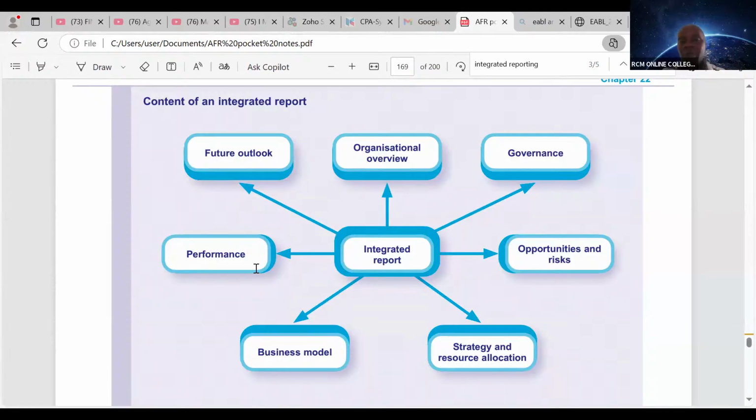So the integrated report should have a whole section where they talk about performance. Should have a whole section where you tell us that, hey, we are not thieves. We are not terrorists. This is how we raise our money. And for us to increase our revenues and cut on our costs, we have our strategy. You must be able to give us your strategy. Go ahead and tell us the opportunities.